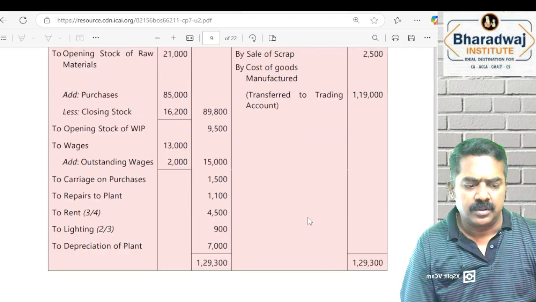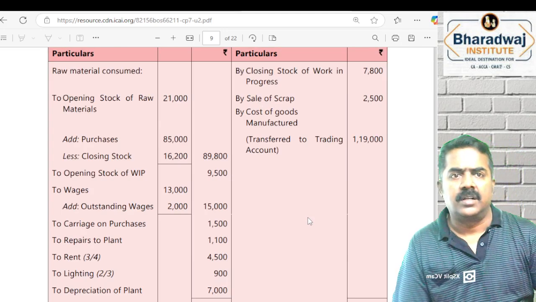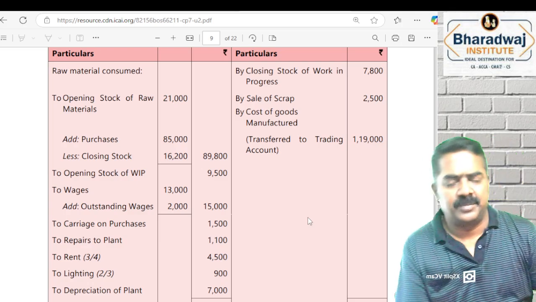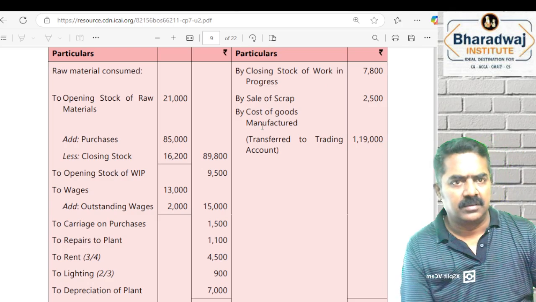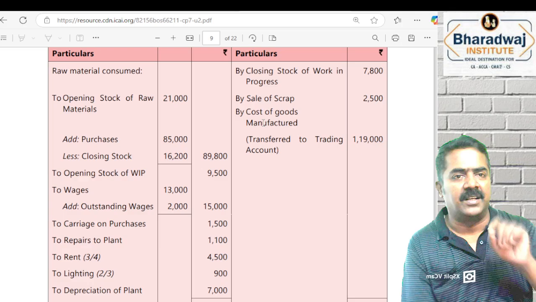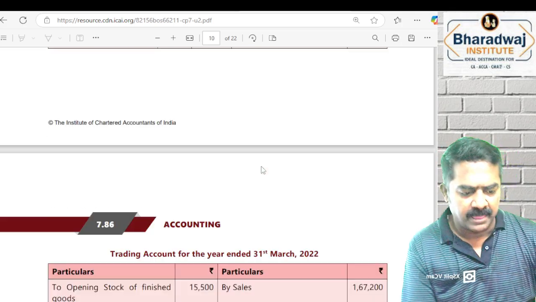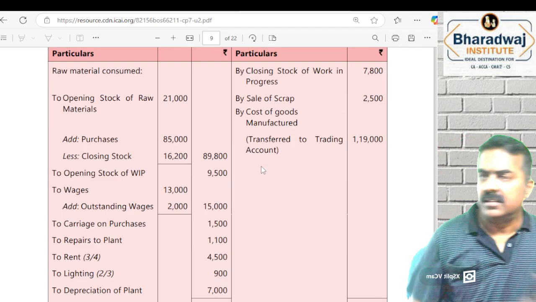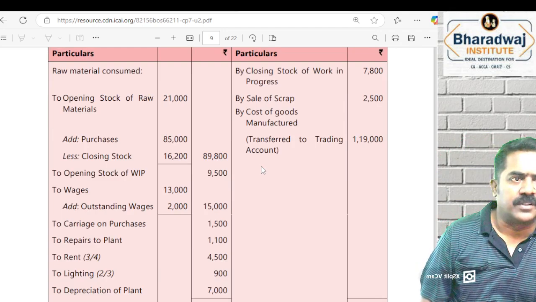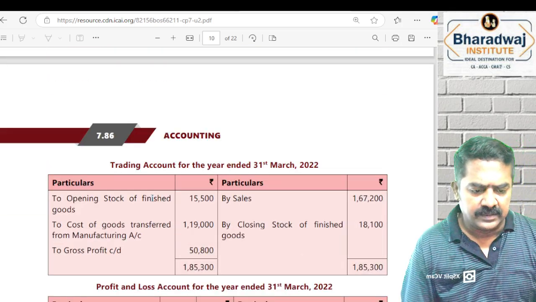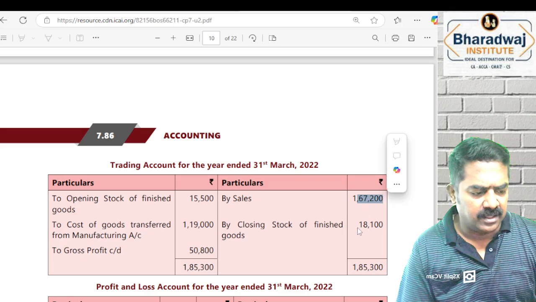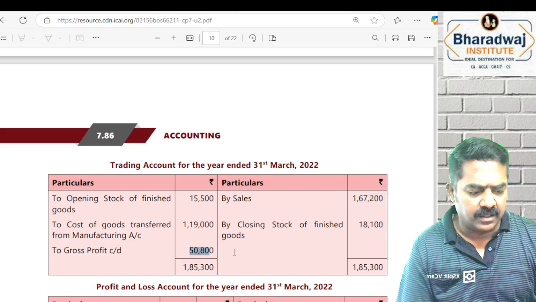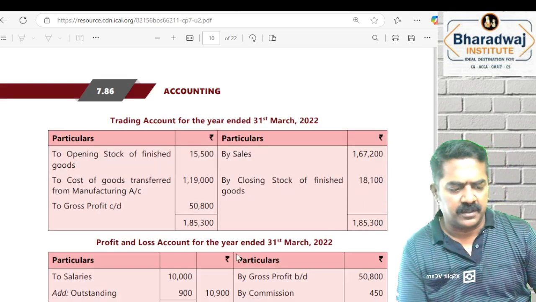You get gross profit as a balancing figure. For the bad debts, we should add the new provision. That will come in P&L account. So when preparing the trading account, in the P&L account we should add that 1%: old provision, new provision minus old provision. I will come to that. Correct. Manufacturing account over. Trading account: opening stock of finished goods, cost of goods manufactured, sales, then closing stock of finished goods, we get the gross profit.